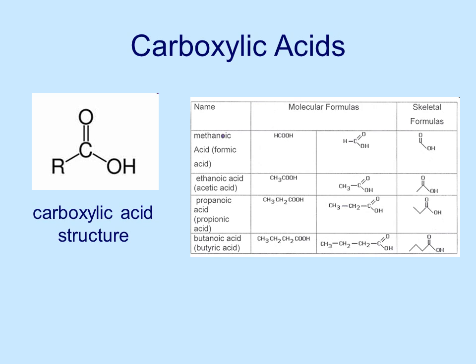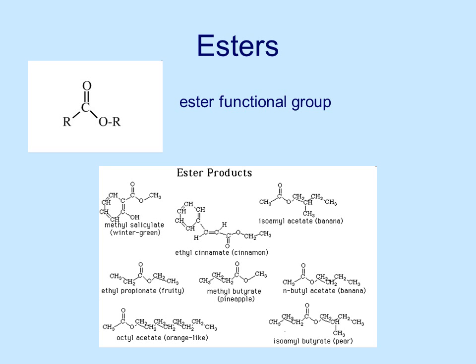Carboxylic acids have the C double bond O, OH. That's a characteristic of carboxylic acids. That's their functional group, and when you're doing reactions, that's a group that would react. Esters are similar to carboxylic acids because they're formed from carboxylic acids. Esters are actually the product of a carboxylic acid and an alcohol.